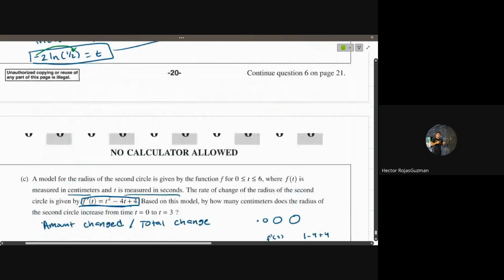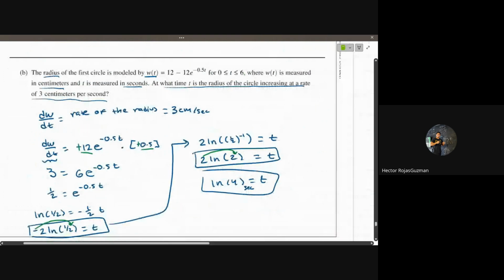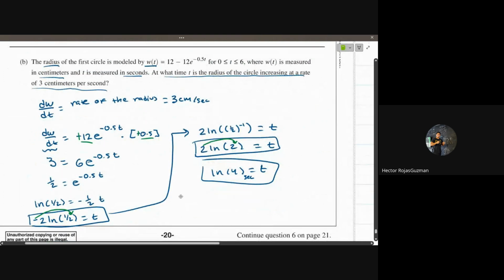And let me go back and fix my other one just in case. At time natural log of 4 seconds, the circle's radius is increasing at a rate of 3 centimeters per second. There we go, just to be safe.